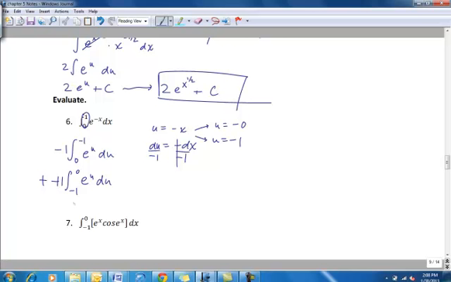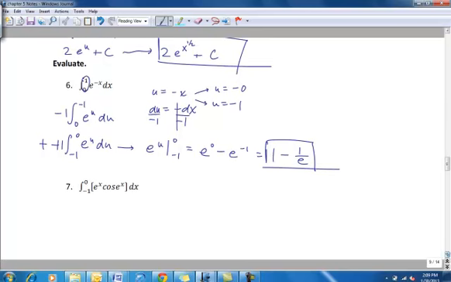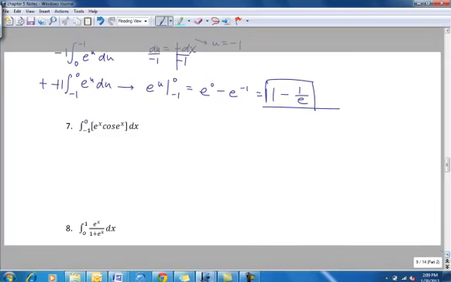All right, so the integral of e to the u is just e to the u. We're going to evaluate from -1 to 0. So that would be e to the 0 minus e to the -1. So e to the 0 is 1, and e to the -1 is 1 over e. Obviously we could evaluate in the calculator too, but that's what you get without the calculator. Okay. A few more to go.